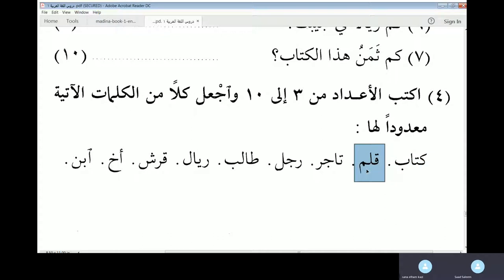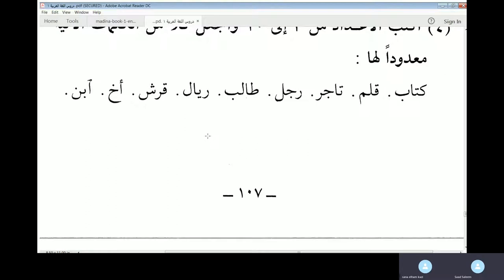Thalathatu aklamin, three merchants, three men, three students, three riyals, three krush, three brothers, three sons. Tell me about three books, then four pens, five merchants, six men, seven students, eight riyals, nine krush, ten brothers, and ten sons, like this.